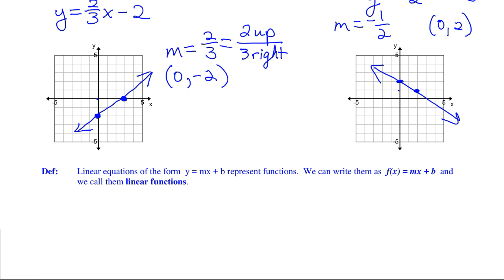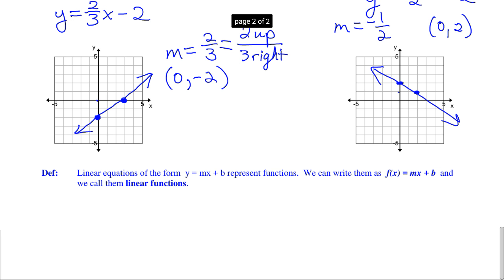So notice that we've made these two lines, and we have a definition. Linear equations of the form y equals mx plus b represent functions. And we said all lines except vertical lines are functions. So because we can say that they are functions, we can actually write them as f of x equals mx plus b. Notice that we're just replacing the y with f of x, just like we have done in previous functions. And then we say, well, these are linear functions because they are lines that are functions.